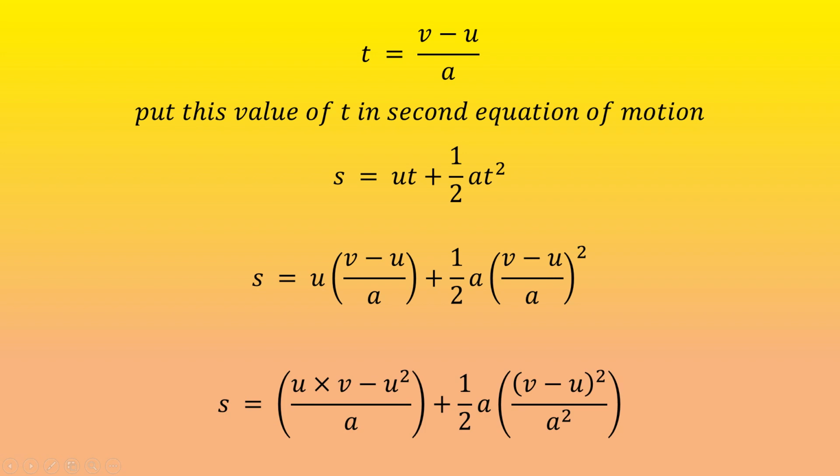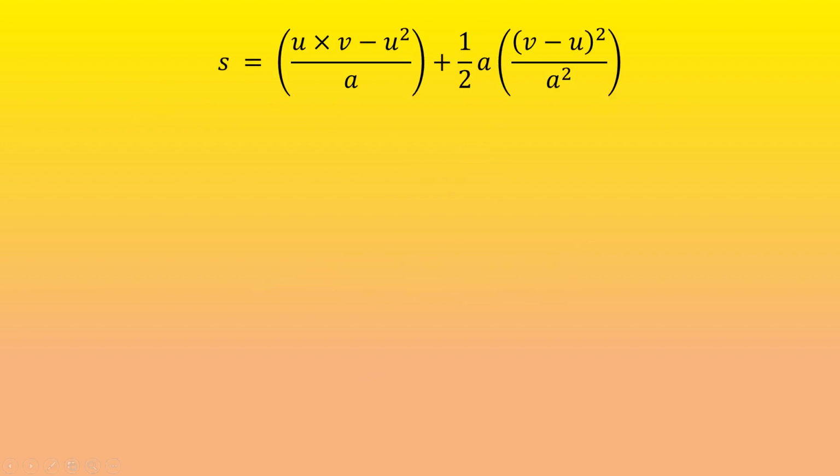If you have any term like this, let's say this is a and this is b, we can write a by b whole square as a square divided by b square. So that's what I did: v minus u whole square divided by a square. Now we are going to simplify this. So s is equal to u into v minus u square divided by a plus half a into v minus u whole square divided by a square. If you did not understand this step, go back and listen to it again.